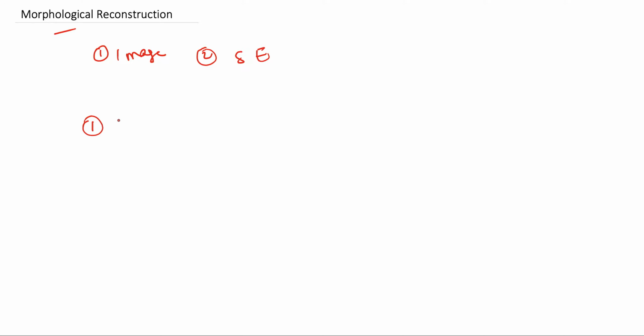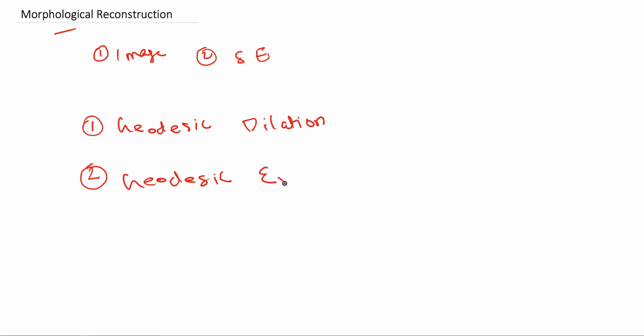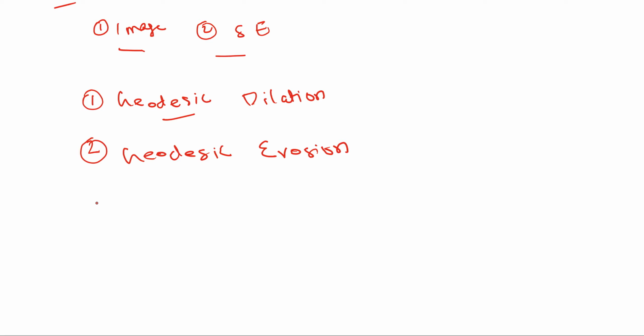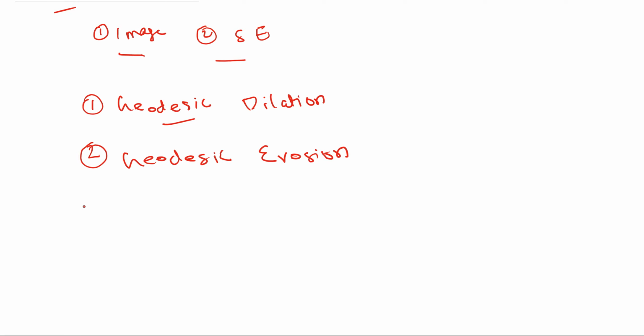The first one is called geodesic dilation, and the second one is called geodesic erosion. We will first see what is geodesic dilation. Unlike the normal morphological operations where we had one image and one structuring element, we will have three different components for morphological reconstruction operations, such as geodesic dilation and geodesic erosion.